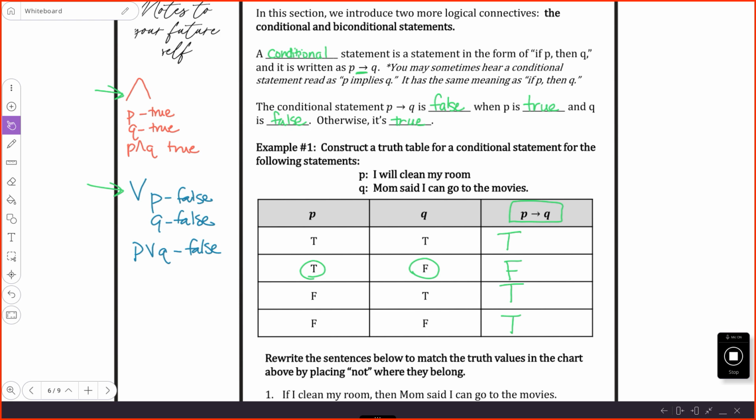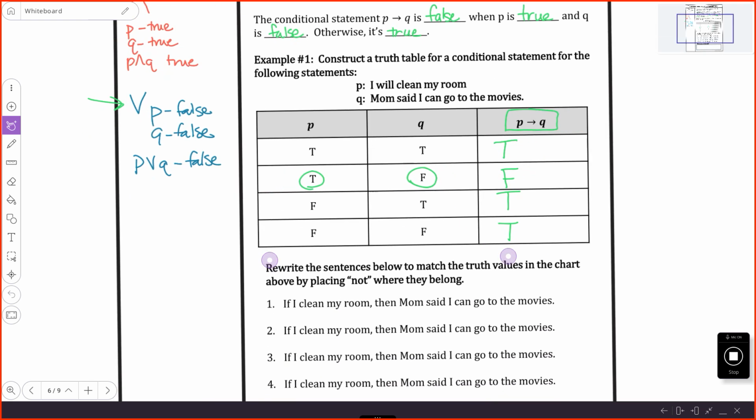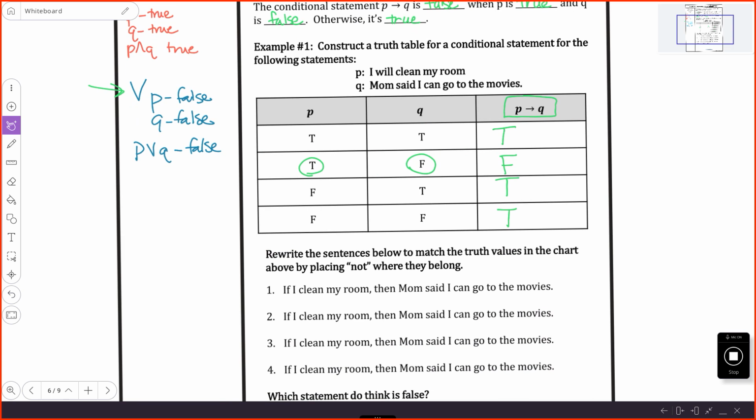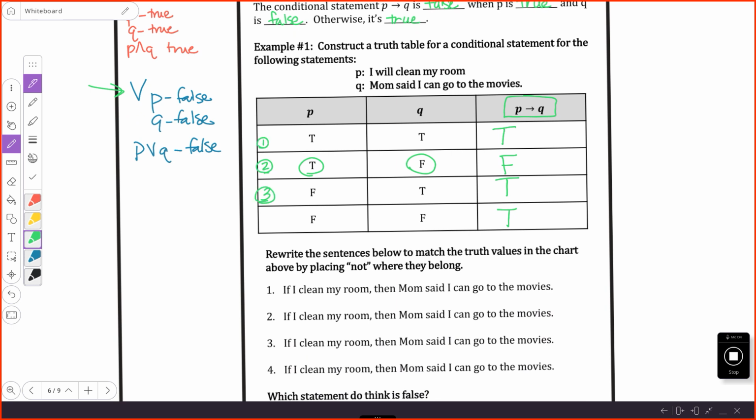So they asked me down here at the bottom to rewrite the sentences below to match the truth values. So they want me to match what's up here by using the word not. So this is 1, 2, 3, and 4. So if I clean my room, then Mom said I can go to the movies. That one's fine just like it is, because it says true, and the whole thing's true. So the second one says true and then false, so to make it false.